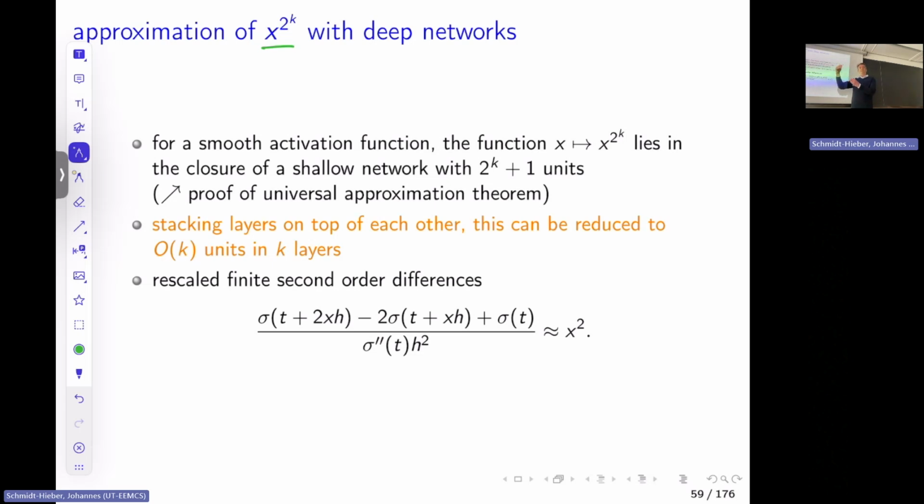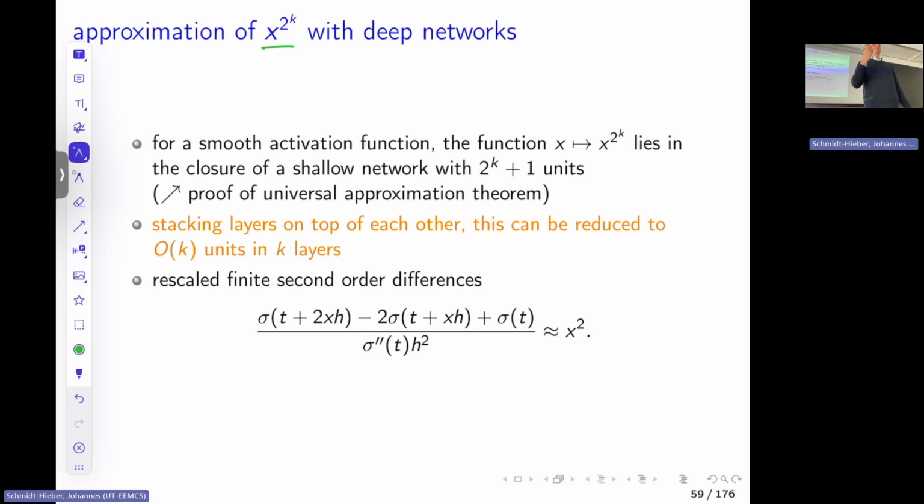If you have depth, you can build one network that does x squared for you. That just takes the 3 hidden units. And then the output of the first layer becomes the input of the next one. So if you stick in x squared and apply the same network again, you get x to the 4, and then x to the 8, x to the 16, until you reach x to the 2 to the k. And for that, you need to repeat that k times.